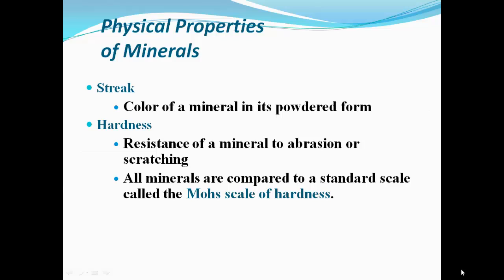Streak. Streak is the color of a mineral in its powdered form. We scratch a mineral along a streak plate, which is a ceramic tile, and it may leave powder behind, and we can tell what color that is, and that's its streak. Hardness is resistance of a mineral to abrasion or scratching. All minerals are compared to a standard scale we call the Mohs hardness scale.